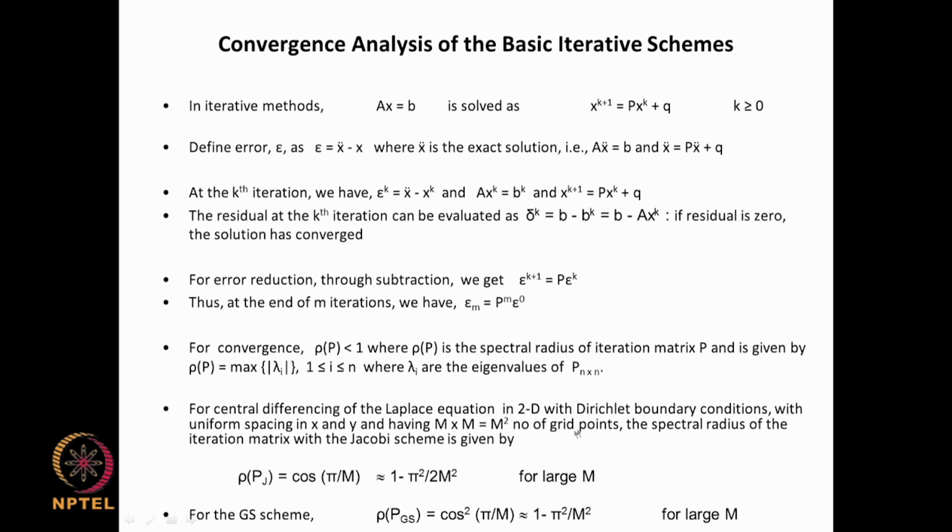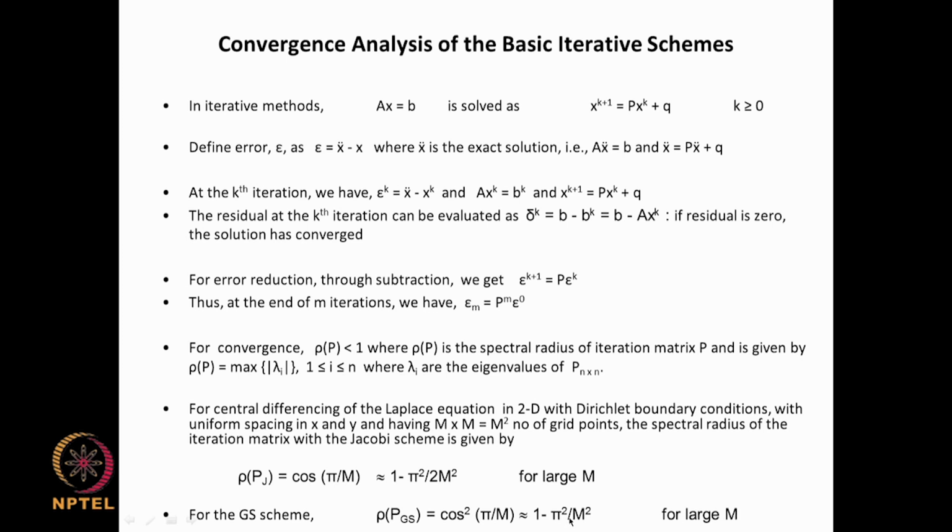Okay. Now for this Gauss-Seidel scheme for the same Laplace equation 2D with the same number of divisions here, the spectral radius is known theoretically to be cosine square pi by m. Here it is cosine pi by m, and so that is 1 minus pi square by m square, whereas here it is 1 minus pi square by 2m square. This 2 is in the denominator.